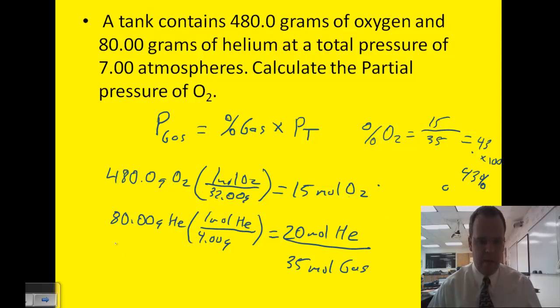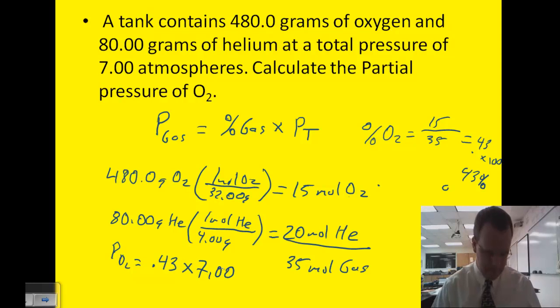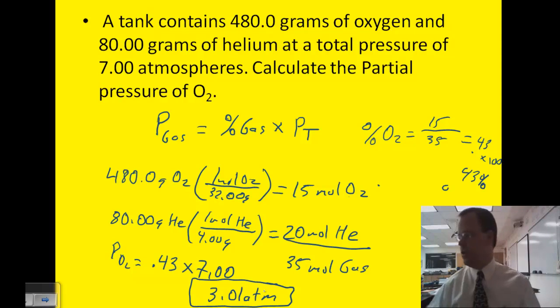So in this case, to get our pressure, the pressure of oxygen will be 0.43, the fraction of oxygen, times 7, which is 3.01 atmospheres. So in other words, you can figure out the percentage of the mixture by moles that's made up of each gas, and multiply that by the total pressure, and you'll get the pressure of the individual gas.